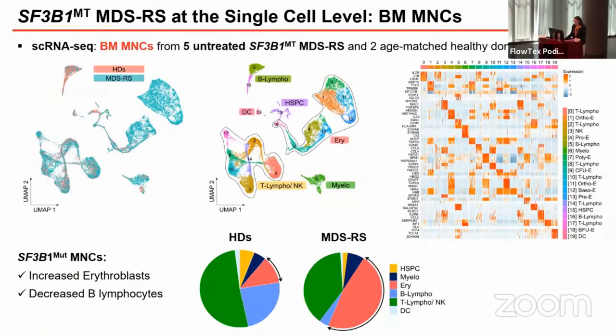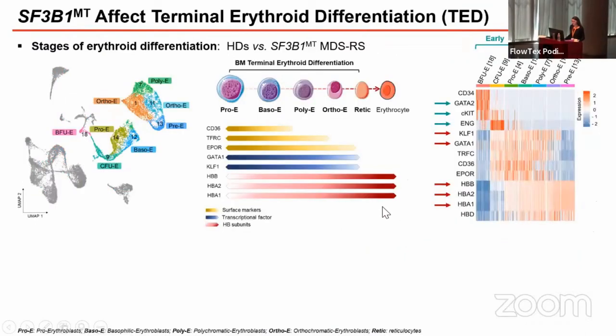We then studied the mononuclear cells from exactly the same patients, and we saw an increase of the erythroblasts, as you can see here, and a decrease of the B lymphocytes, which is consistent with the data I just presented at the level of the HSPC. So then our question was, inside this erythroid cluster, which is the expression profile of all these clusters?